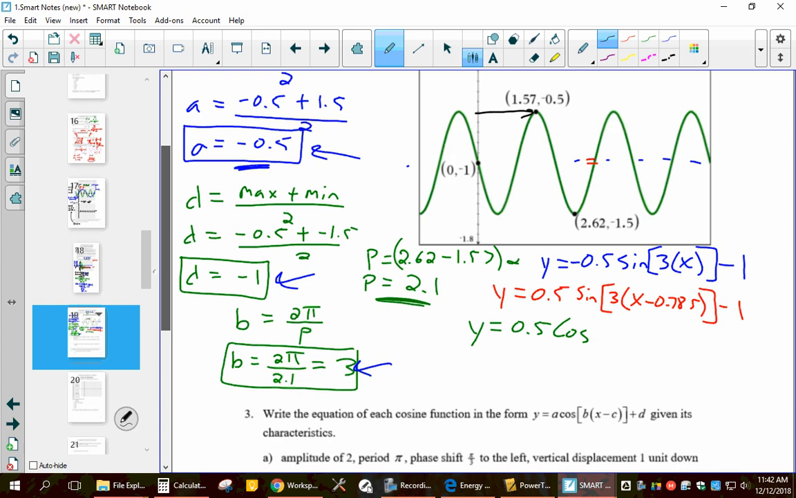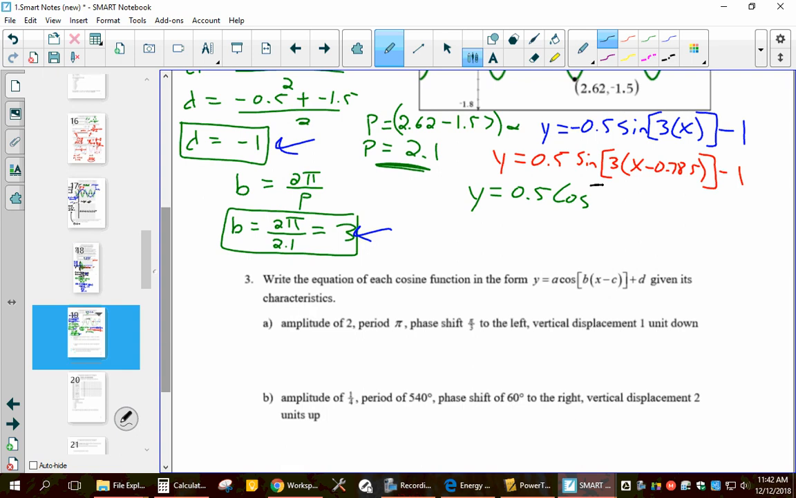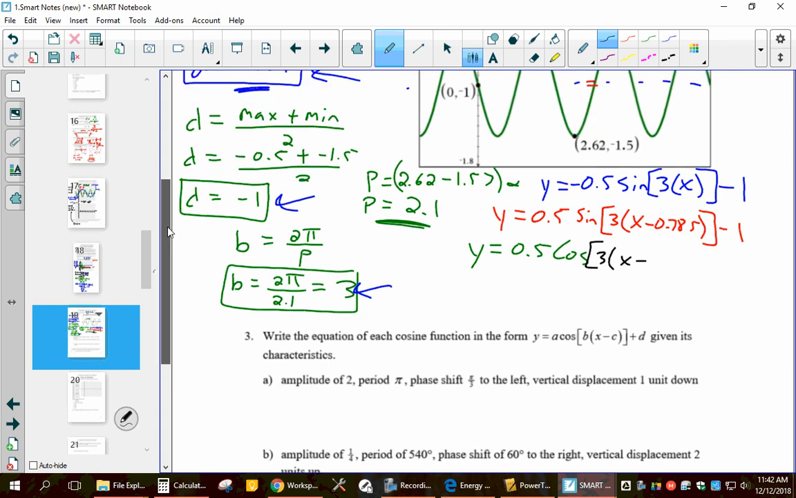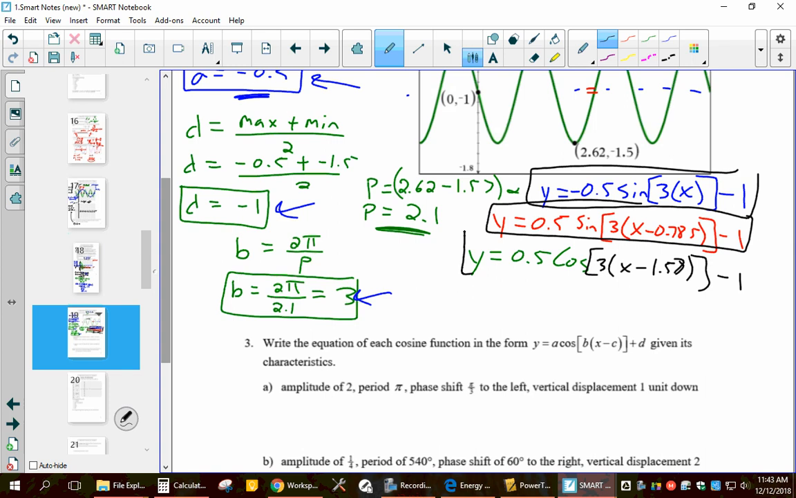1.57 to the right. Yeah, so everything's going to be really similar here now, but it's going to be 3, well, yeah, whatever, x minus, what did I say that was? 1.57. And then -1. Yeah, so all 3 of these work. That one, that one, that one.